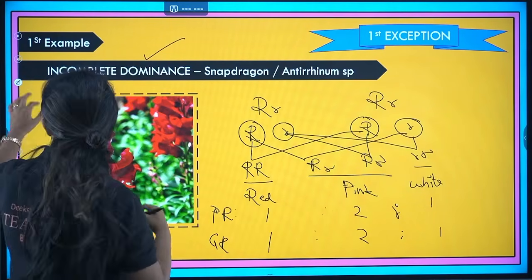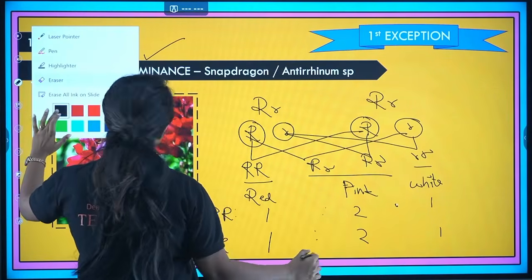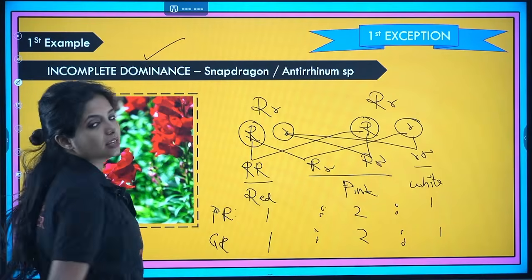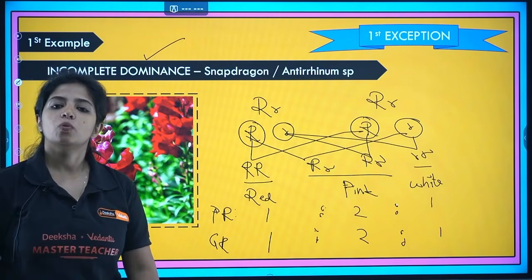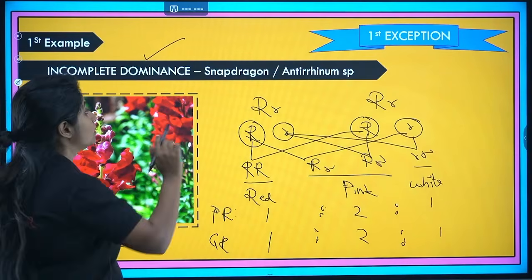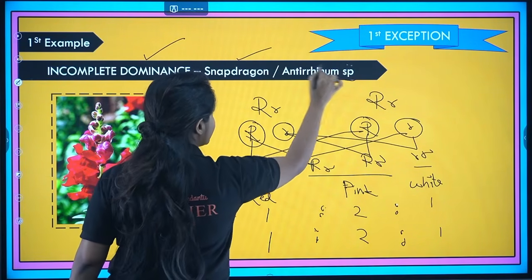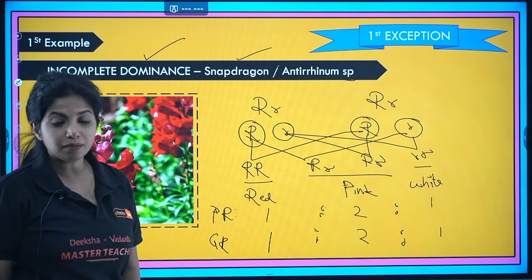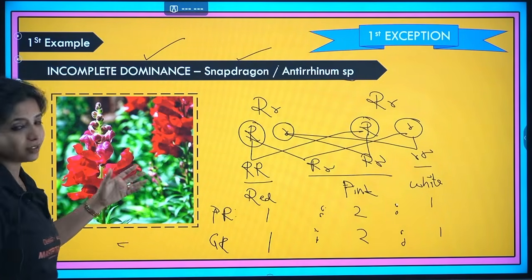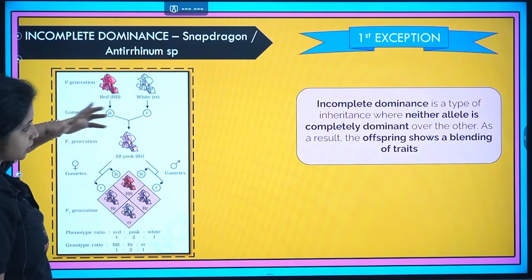1:2:1. Here the phenotypic as well as the genotypic ratio is the same, that is 1:2:1. Got it? And this is incomplete dominance. You see it in snapdragon or four o'clock plant, also called Antirrhinum majus. This is your first exception. By the way, this is the snapdragon flower which you have. Cool. Now we discussed this.